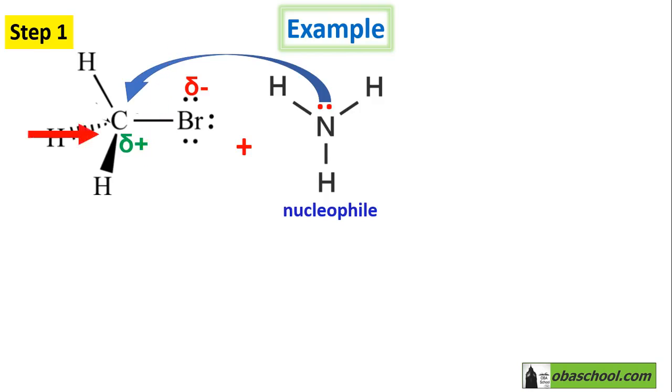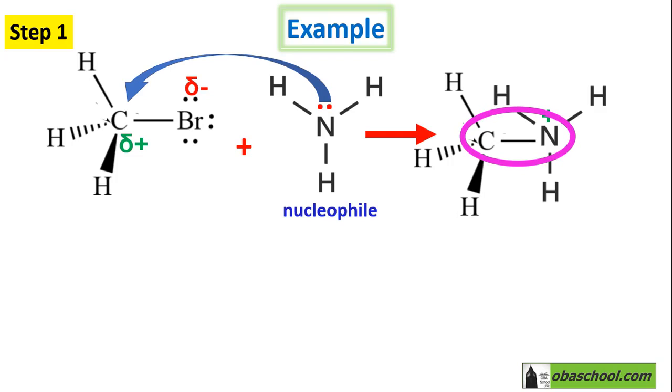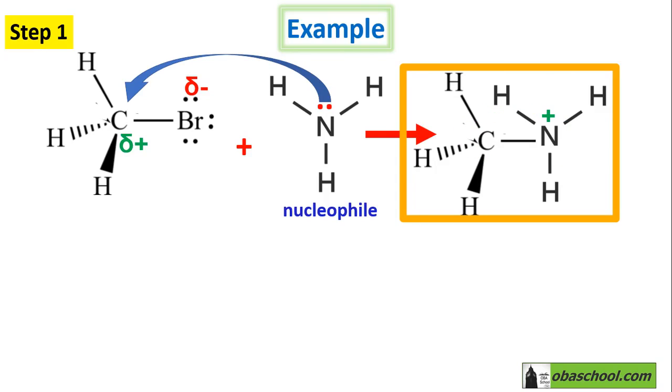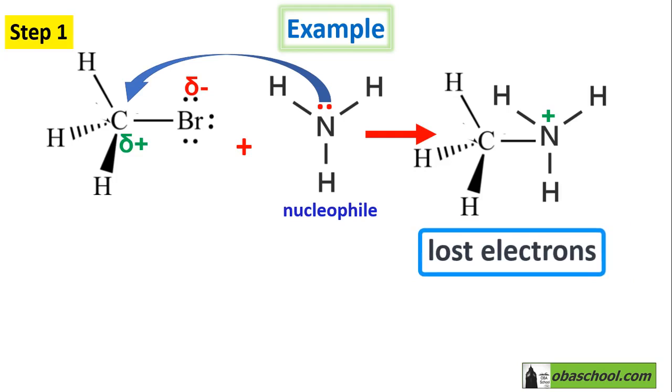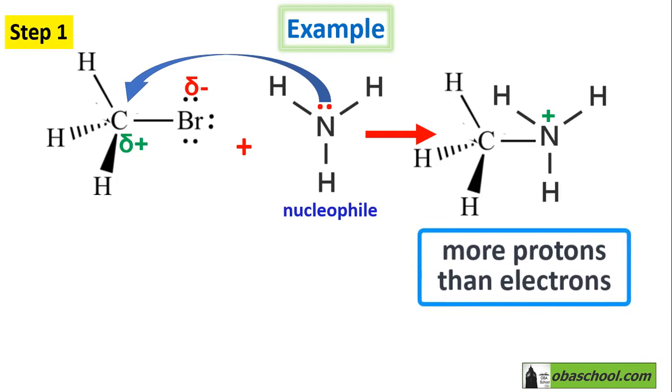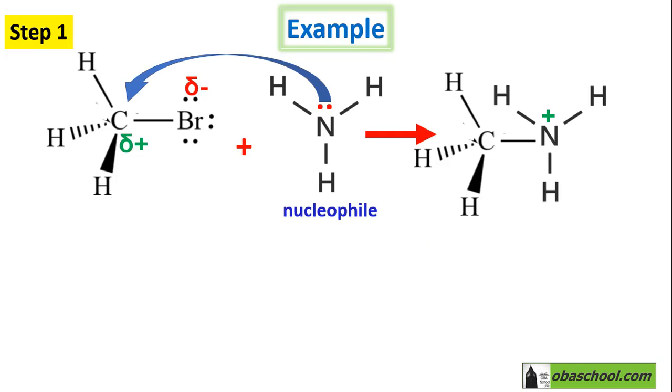Then a new bond between nitrogen and carbon will form, and it will become like that. Why is the nitrogen of the ammonia now carrying a positive charge? Simply because it lost electrons. Now it has more protons than electrons, so it has more positive charge than negative charge. What will happen to the bromine it lost at the beginning? It will go aside as Br-.